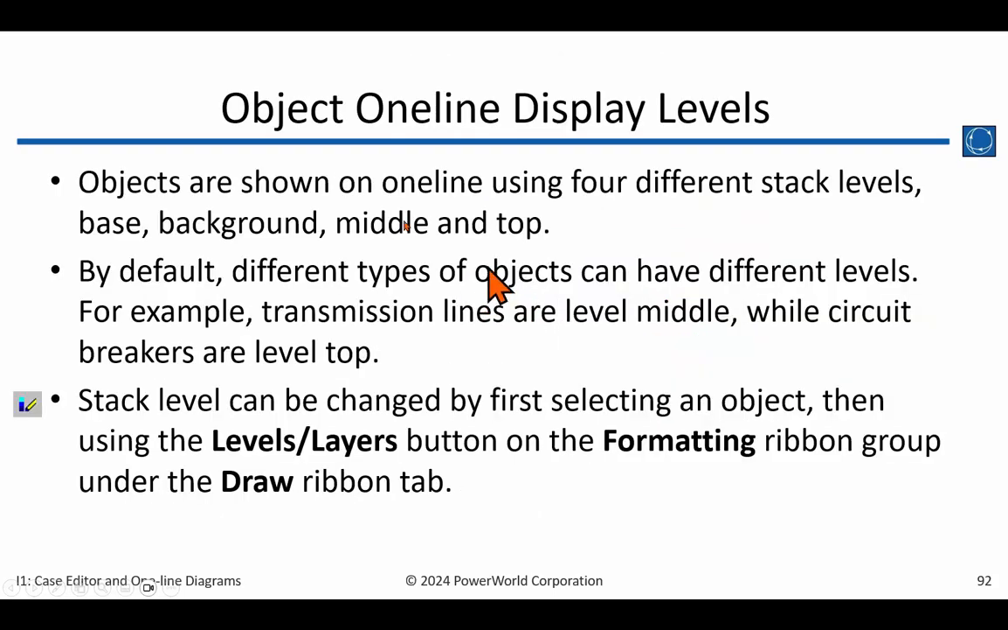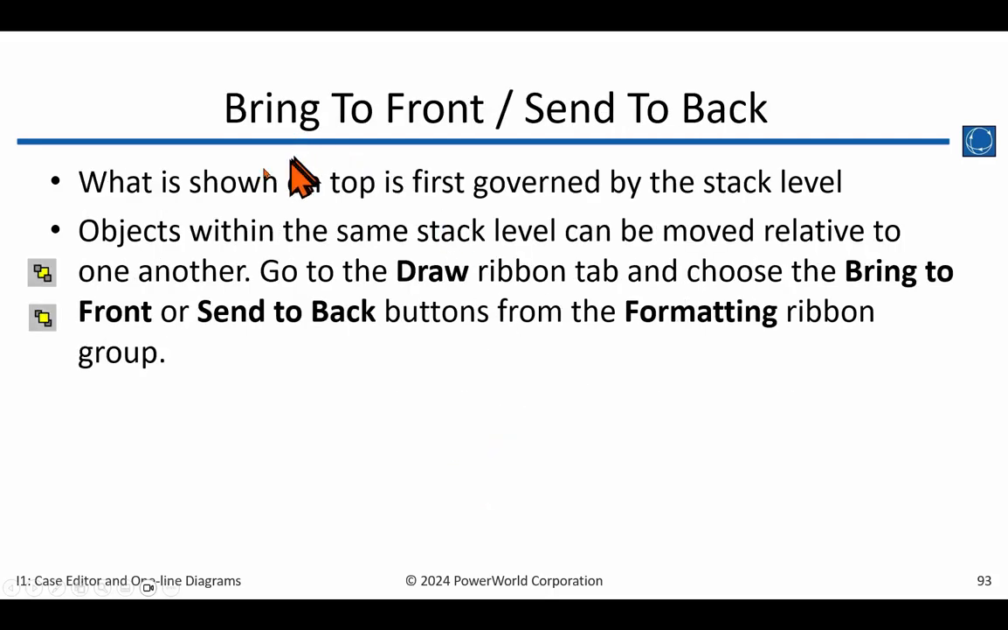So yeah, this next slide just kind of describes that. Different types of objects will have different levels by default, but you can change them if you want to. But usually there's no reason to. Transmission lines will appear in the middle. So circuit breakers will appear on top of transmission lines, but transmission lines will appear on top of stuff that's in the background usually. So the first level of changing how things appear is the stack level, and the next one is sending it forward or backward within the stack level, and that's shown on the next slide. So I can switch back to the simulator and show that.